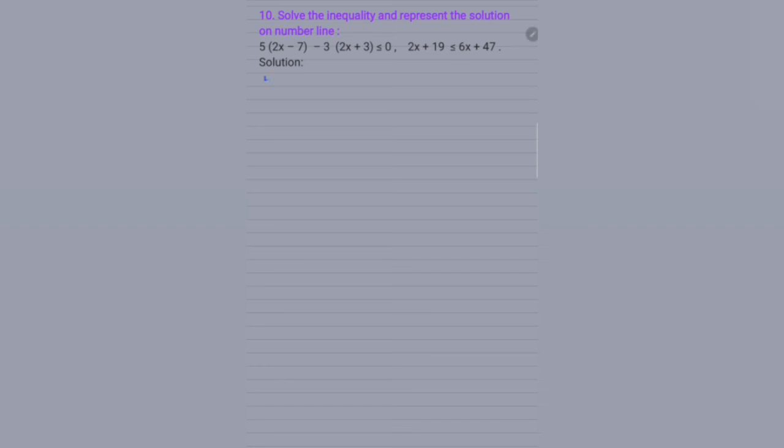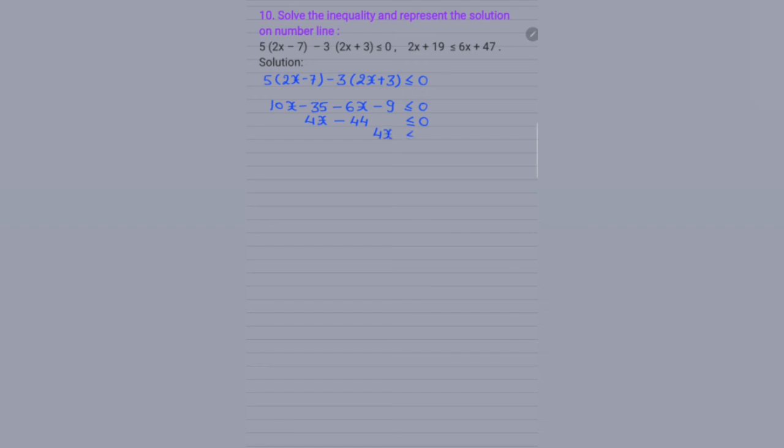First inequality is 5(2x minus 7) minus 3(2x plus 3) less than equal to 0. So 10x minus 35 minus 6x minus 9 less than equal to 0. First of all, we open the brackets. Then 10x minus 6x is 4x, minus 35 and minus 9 is minus 44, less than equal to 0.